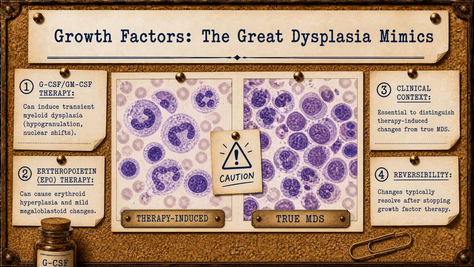Therefore, it is absolutely crucial to always consider the patient's clinical history and current medications when interpreting these smears. Your role is not just to identify the cells, but to interpret them in context. It's a powerful reminder that the microscope never lies, but sometimes it needs a little help from the patient's chart to tell the full truth. Finally, let's wrap things up with a conclusion.